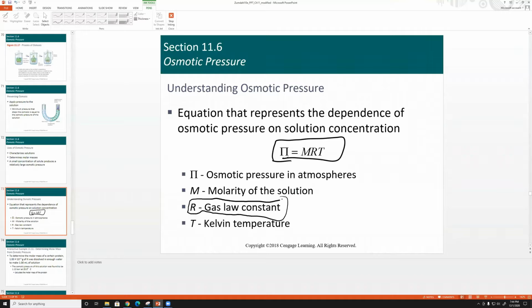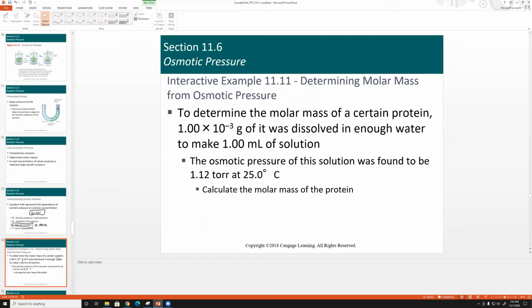Hey, we're back. Because it has to do with pressure, right? Ideal gas constant. And this ideal gas constant is the same one we've been using, 0.08206 liter atm per Kelvin mole. And T is our Kelvin temperature. So this is the equation for osmotic pressure. And you can imagine, because you have molarity, moles per liter, you can figure out the molar mass of an unknown solute and other things. You can figure out the temperature, and you can figure out the identity of it by the osmotic pressure.